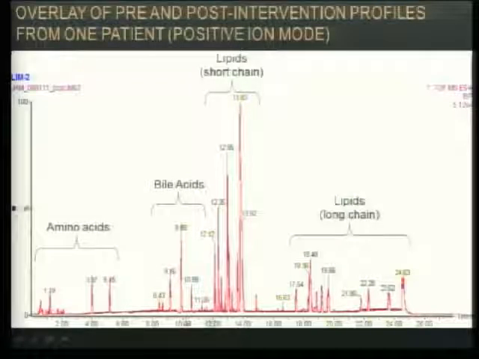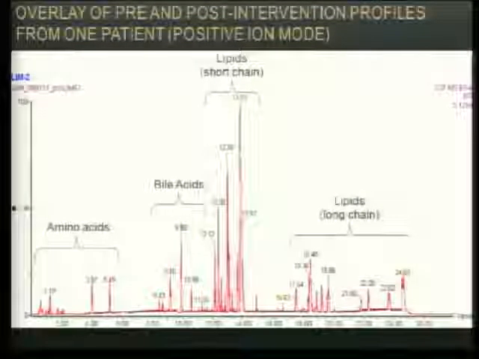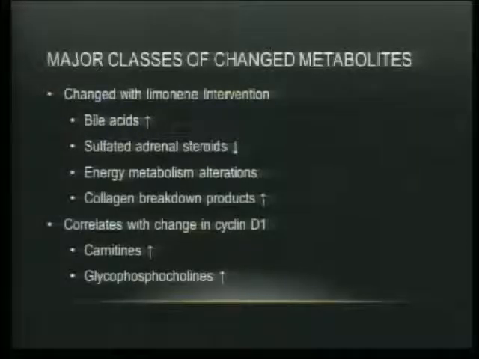The red is pre-intervention. This is one participant. And the purple, the color is a little bit difficult to see the difference, I'm sorry, the purple is post-intervention. So we primarily saw changes in bile acids, lipids, and long-chain lipids. And this is where we left last time I was up here. And so we've gone on and we've identified more specifically those metabolites.